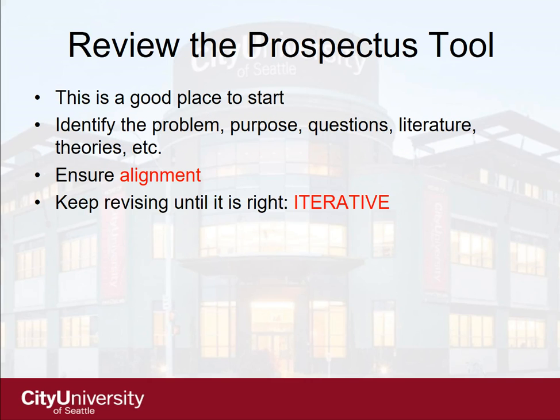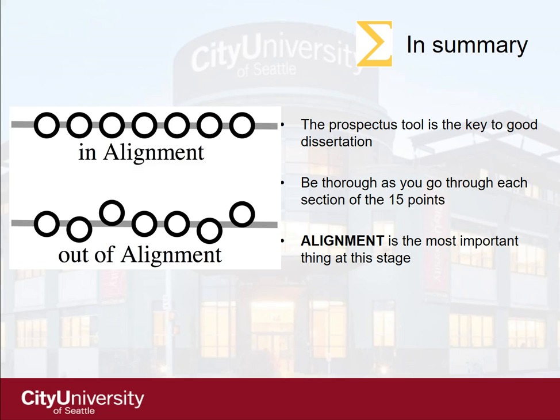It's applied research. Now, review the Prospectus tool. Where do you start? Take a look at it. I encourage you again, stop and pause at any point of this presentation. You want to identify the problem, the purpose, the questions, know your literature, your theories. The Prospectus tool ensures alignment. If you think of any one word for this entire presentation, it's about alignment. It's all about that alignment. Keep revising it until it is right. It's iterative. So alignment, you see that alignment is key.